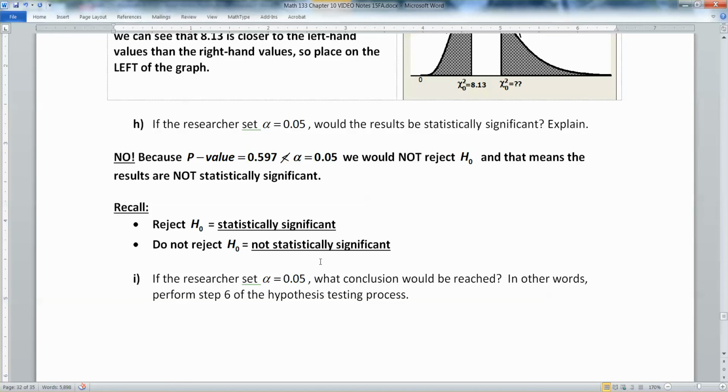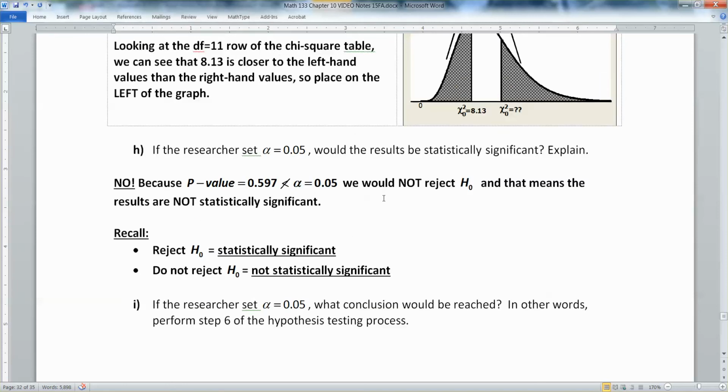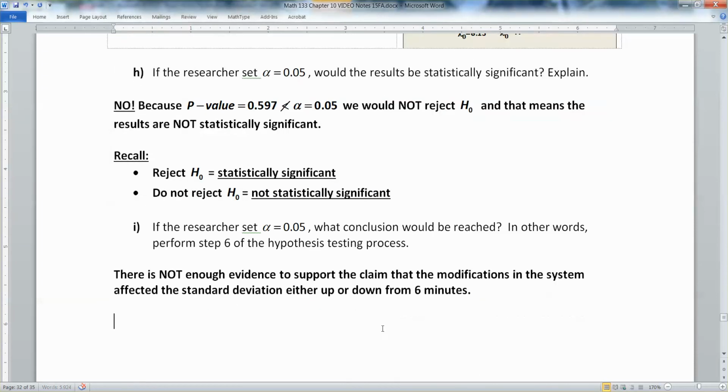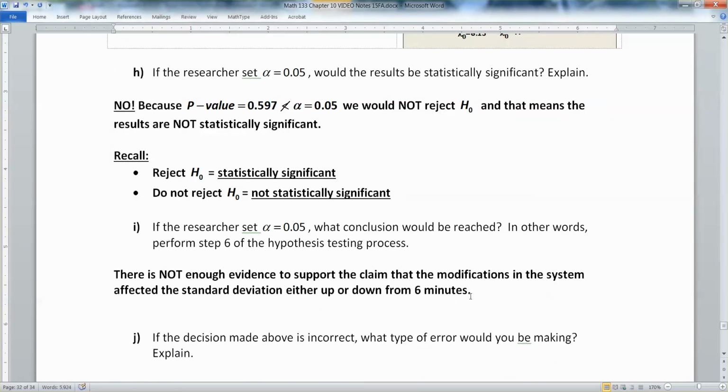All right, now what conclusion would we reach? Well, if we're not rejecting the null hypothesis, we would say there is not enough evidence to support the claim that, and then we'd have to go write up the claim. There's not enough evidence to support the claim that the modifications in the system affected the standard deviation either up or down from 6 minutes.